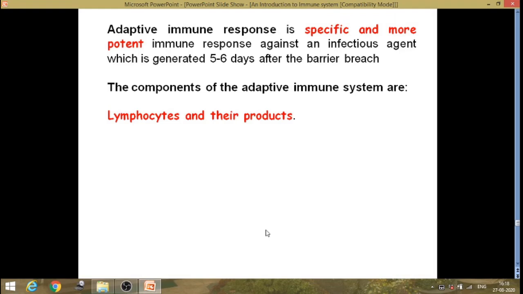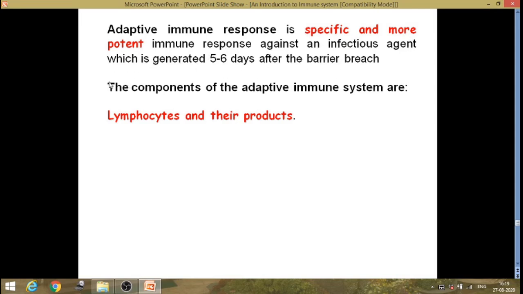So now coming over to adaptive immunity. The adaptive immune response is specific and more potent. It is an immune response against an infectious agent, which is generated 5 to 6 days after the barrier breach. So it is a late, specific, and more potent immune response against the pathogen.